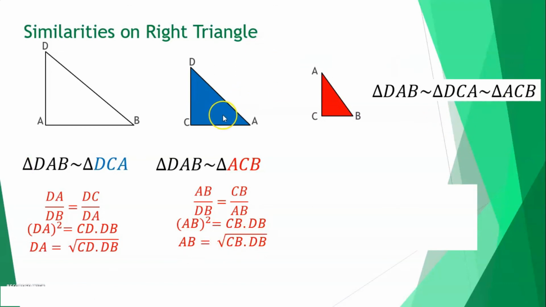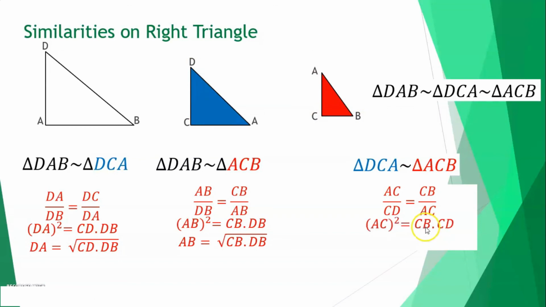Now, relating triangle 2 and triangle 3, making use of the legs, that would be AC over CD, and the other one is BC over AC. Cross-multiplying this and getting the square root of both sides, AC is equal to the square root of CB times CD.